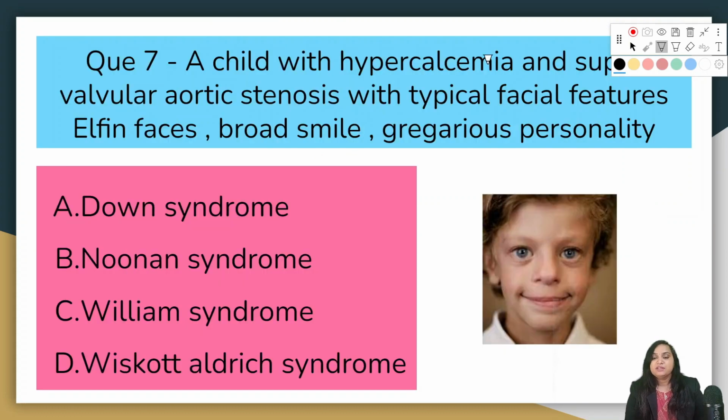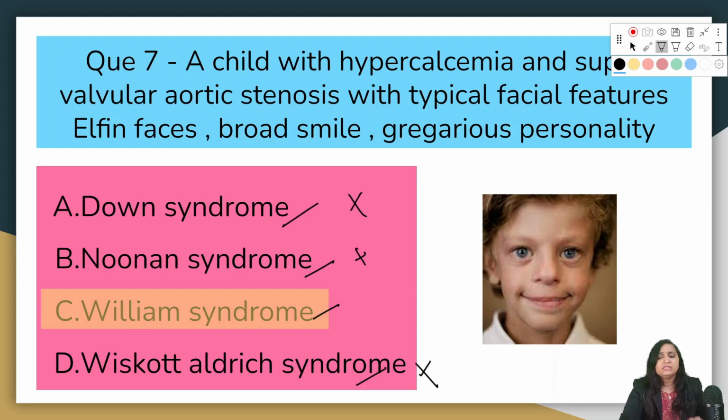Question number 7. A child with hypercalcemia with supravalvular aortic stenosis with typical facial features like elfin face, broad smile, and gregarious personality. It means outstanding personality. What could be the probable diagnosis? Down, Noonan, Williams, or Wiskott-Aldrich? We know it is not Wiskott-Aldrich because there was no mention of eczema, immunodeficiency, or thrombocytopenia. These features are not definitely suggestive of Down or Noonan. So we are left with only one option, that is Williams syndrome.